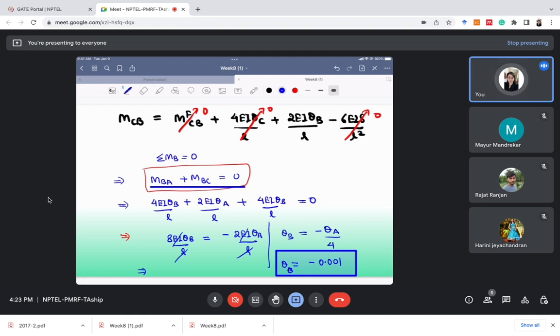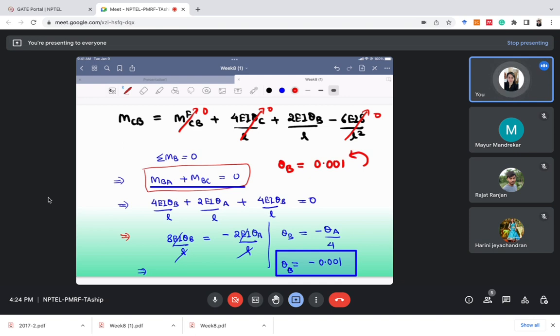What does the minus sign indicate here? The minus sign indicates that the rotation is in the anti-clockwise direction, because we are considering clockwise rotation as positive. So we got our answer as minus 0.001 radian, which is an anti-clockwise rotation. Either we can write it like this, or we can write theta B equal to 0.001 radian in anti-clockwise direction. So these are the two possible ways.